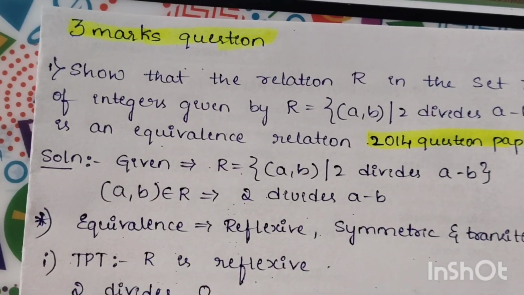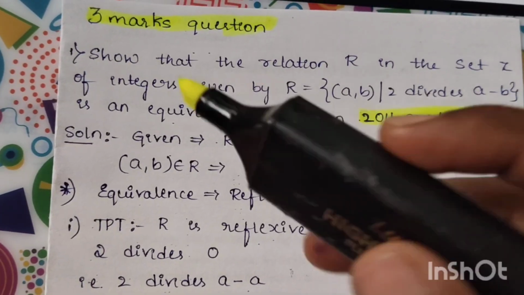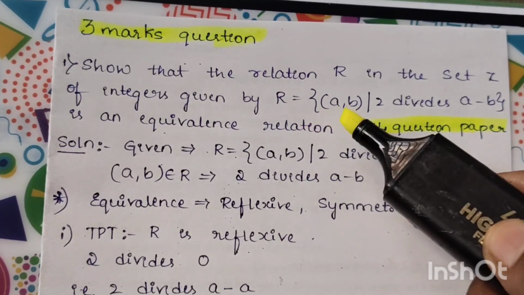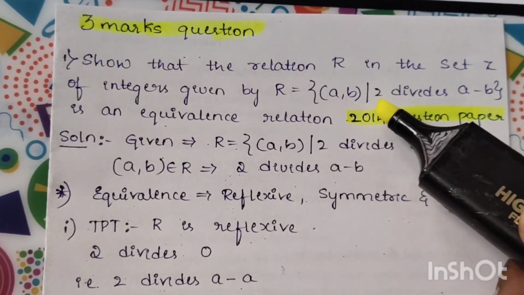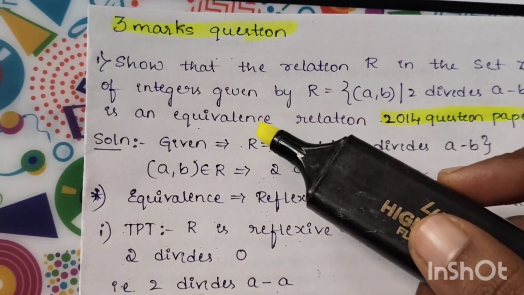The question is: show that the relation R in the set Z of integers given by R = {(a, b) such that 2 divides a - b} is an equivalence relation.